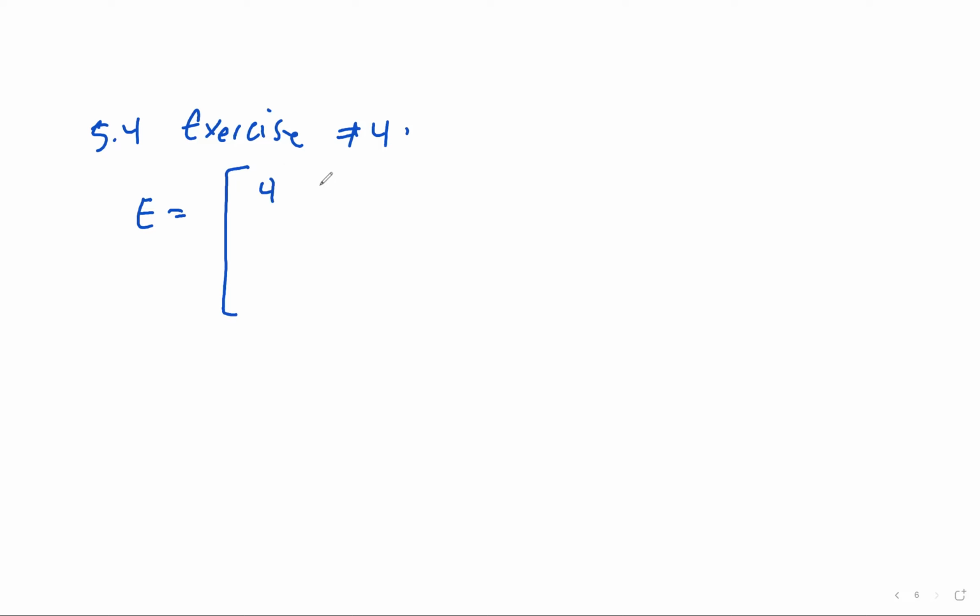so it's 4, minus 2, 1. It's 7, 3, 0, and then we have 2, 0, and 1. So that's what we are doing.